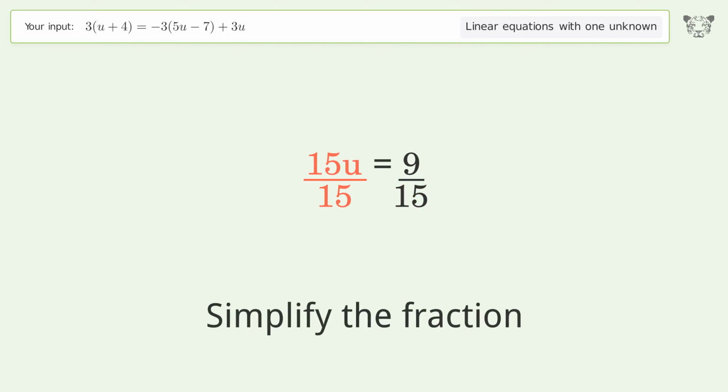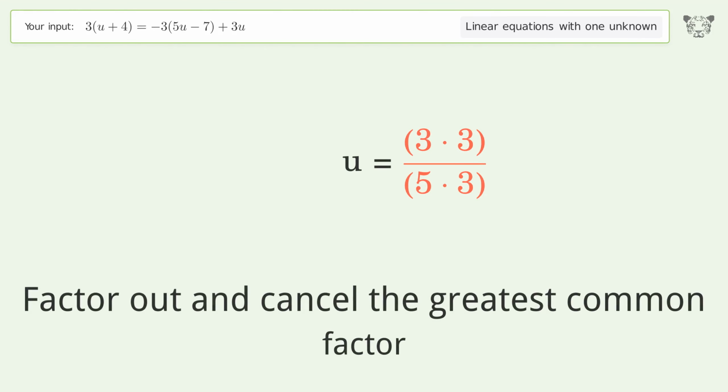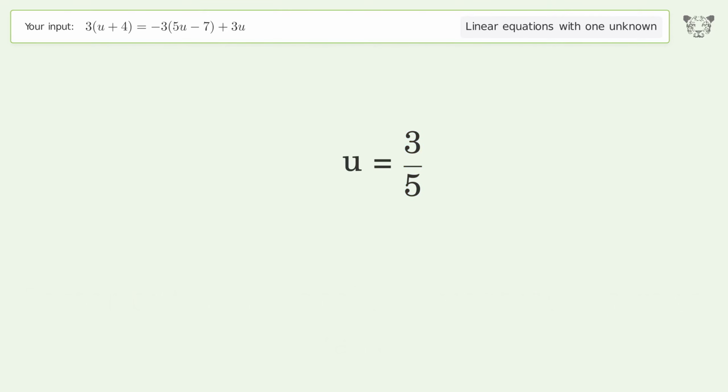Simplify the fraction. Find the greatest common factor of the numerator and denominator. Factor out and cancel the greatest common factor. And so the final result is u=3/5.